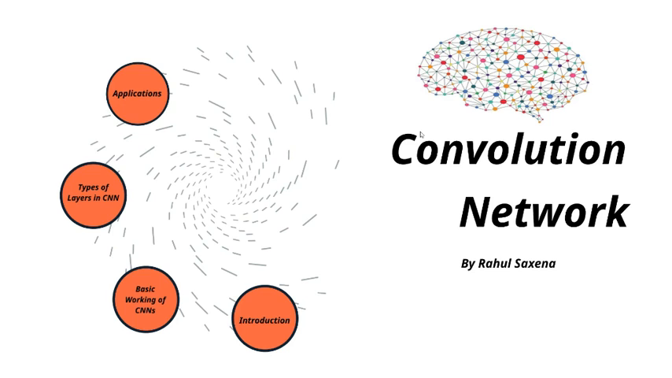In this webinar, we'll discuss the basic working of convolution neural networks, the different types of layers that are generally used to build a convolution network, some of the applications, and some popular architectures. Let's start with the introduction part.